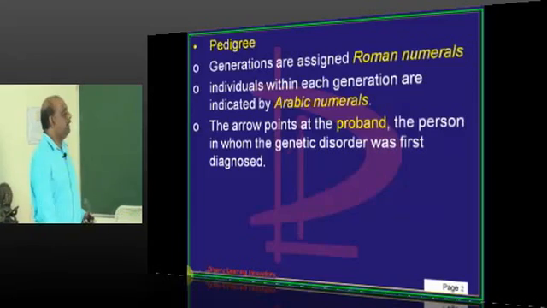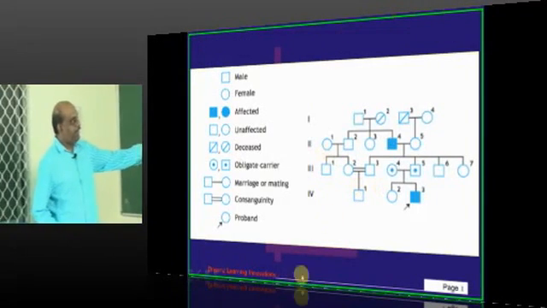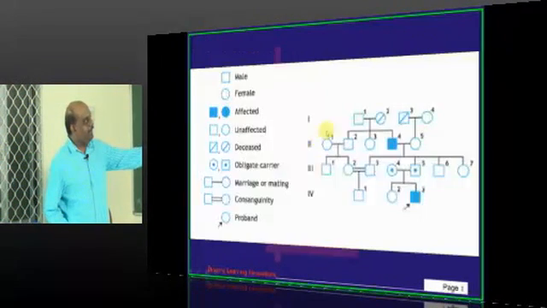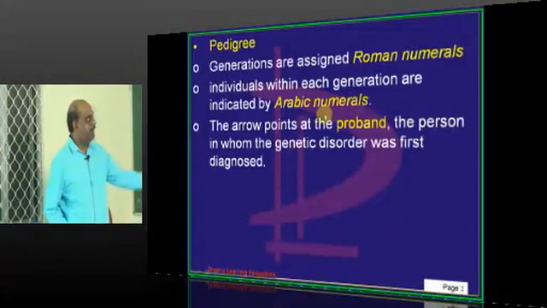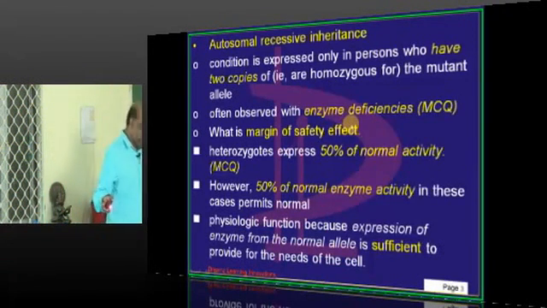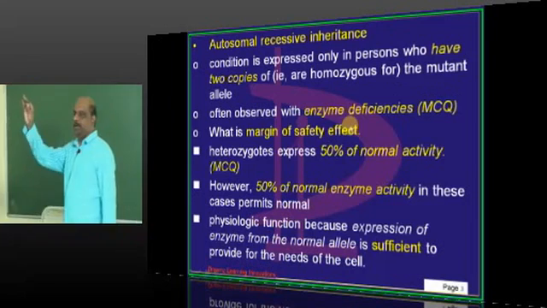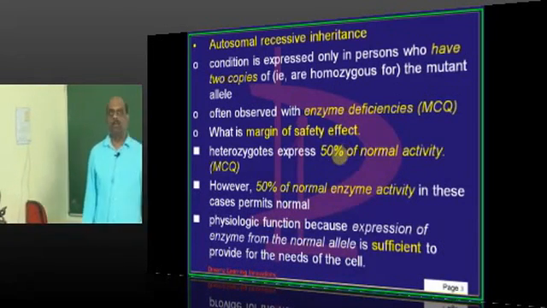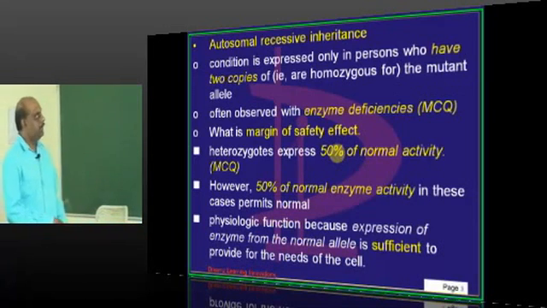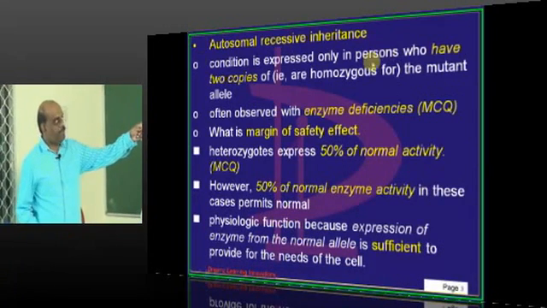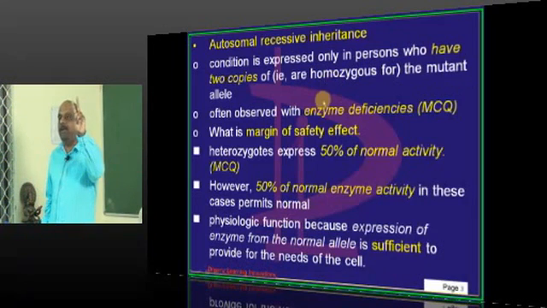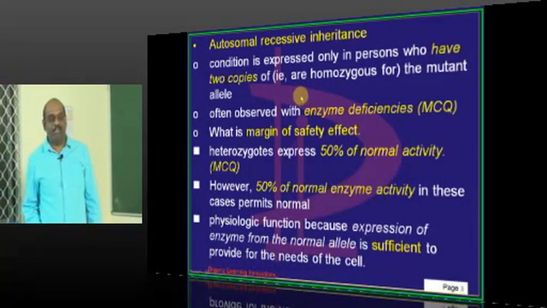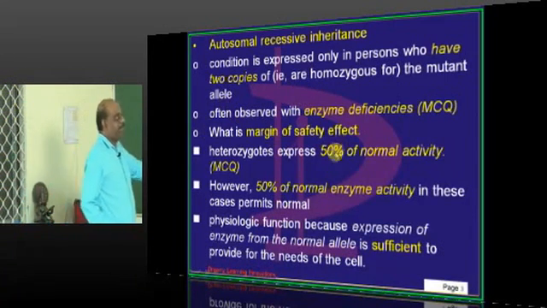In pedigree, the generations, first, second, third, fourth are all Roman numerals, and individuals within a given generation are marked by Arabic numerals. Now doctor, let us start with the autosomal recessive pattern of inheritance, the first pattern of inheritance. Typically, if a condition is expressed only if both the copies of the abnormal alleles are there, you call it autosomal recessive. That's what our biology teacher taught us while teaching Mendelian inheritance in our 8th class.